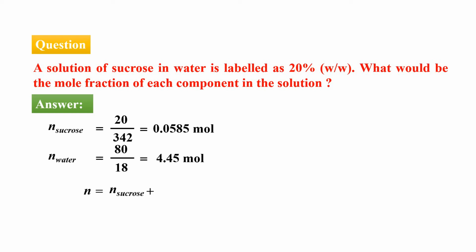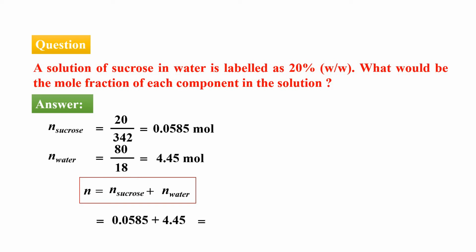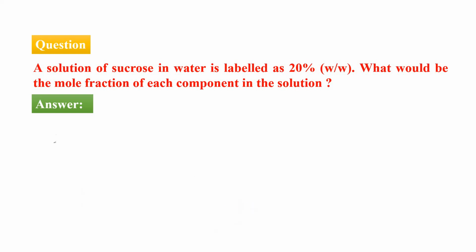Now, total number of moles equals what? The number of moles of sucrose plus the number of moles of water. Now how much do we get? Number of moles of sucrose 0.0585 plus number of moles of water 4.45. Total number of moles, how much are you getting? 4.5. This should be where? In the denominator, always in the denominator.